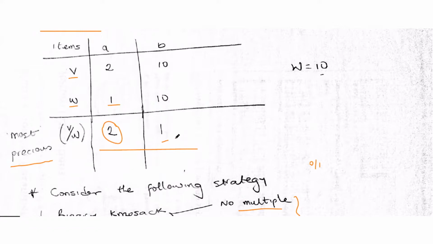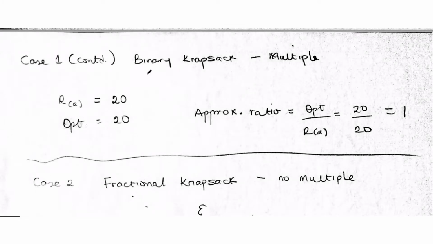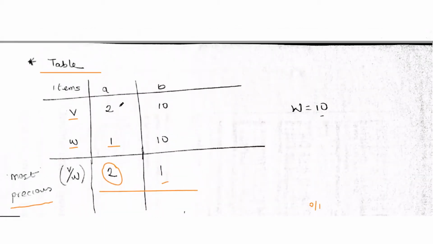So, if you are looking at the binary knapsack, the variant of no multiple, what it means is that you are taking the most precious first, and once you take this most precious first, you get a value of 2 now, and it has a weight of 1.